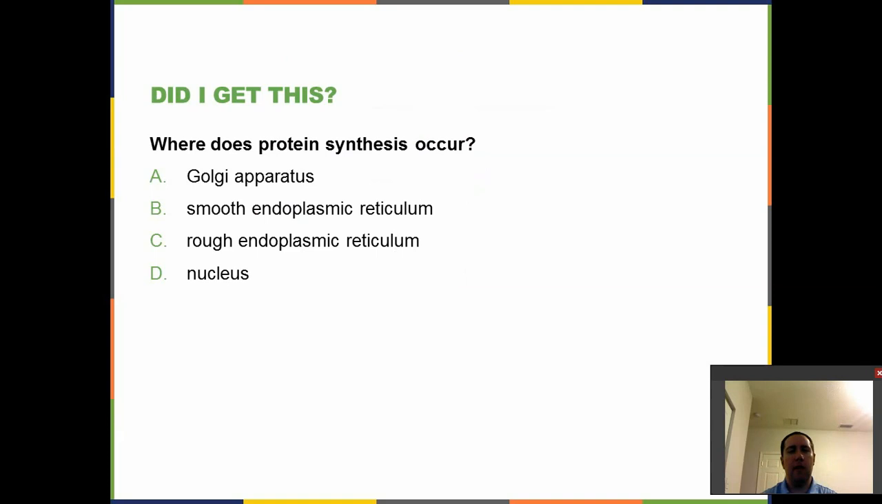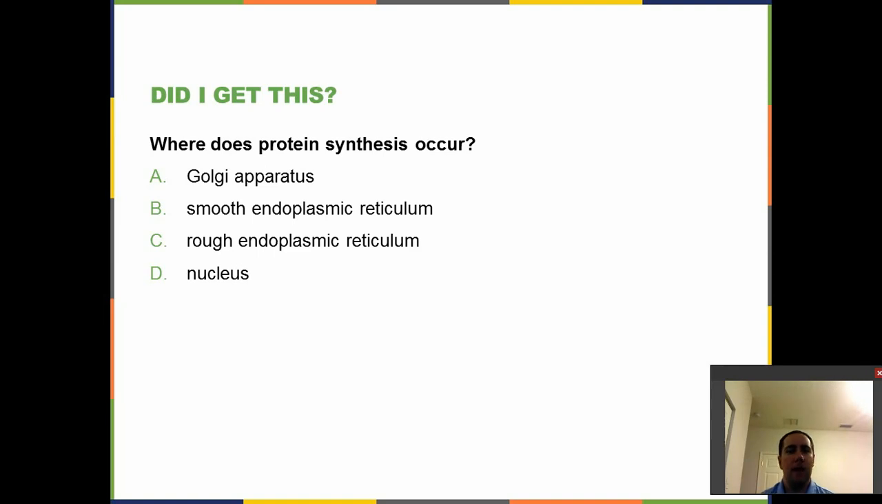So here's a question. Where does protein synthesis occur? And the key word here is where, not what carries out protein synthesis, but where does protein synthesis occur? Who thinks they know? Who thinks they know?